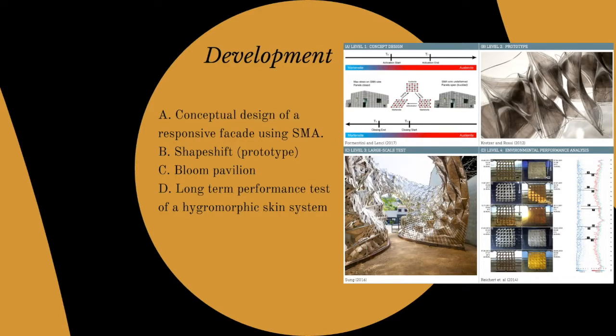So this is actually the design for the Bloom Pavilion. It's this kind of architecture. It will change its shape because of thermal differences. We need to know how long this Bloom Pavilion can hold, or how the cycle is. We need to test the environment. That's why we need a long-term performance test of a hygromorphic skin system. So this is just an example of how to develop smart materials.